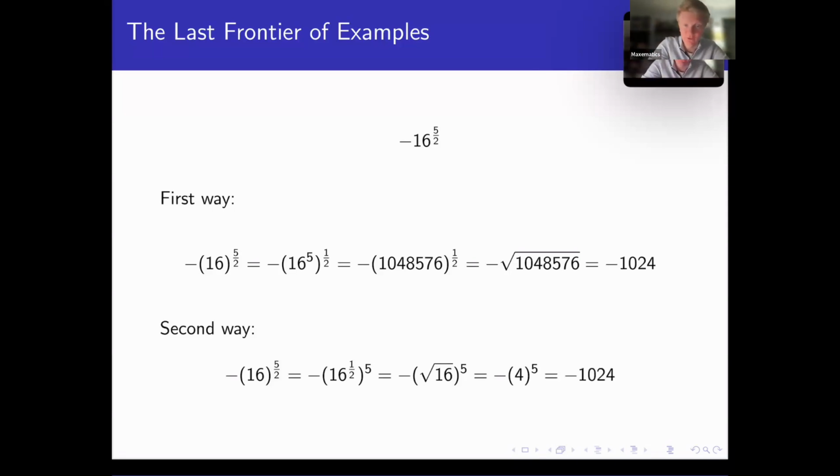So negative 1024. Well, both of these ways dealt with really big numbers. There's no way we could get away from not having a really big number, but at least one of the ways the numbers weren't so daunting right away. So how to know which one is going to be which? It entirely depends on the question.